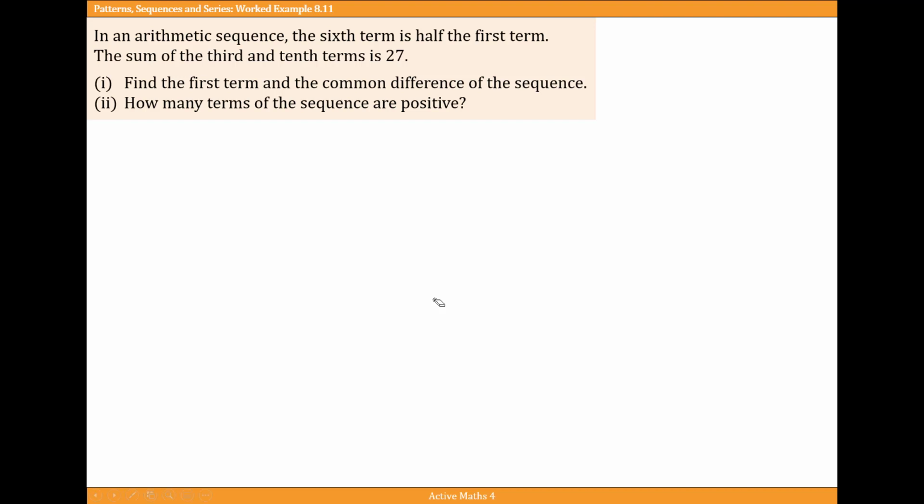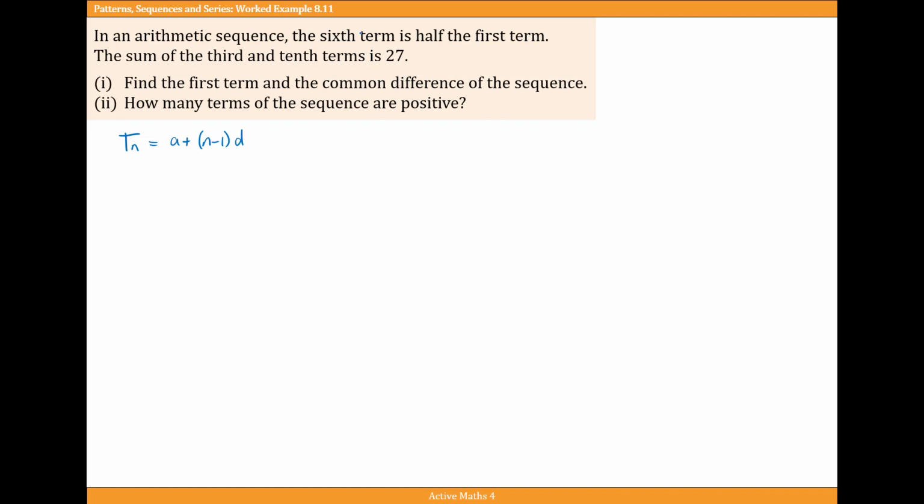Okay, so in this arithmetic sequence question, we've been given some information about an arithmetic sequence, but we haven't been told the values of a and d, which is what we actually have to try and find in the question. So I'm going to start by writing down my formula for the general term of an arithmetic sequence, which is a plus n minus 1 times d.